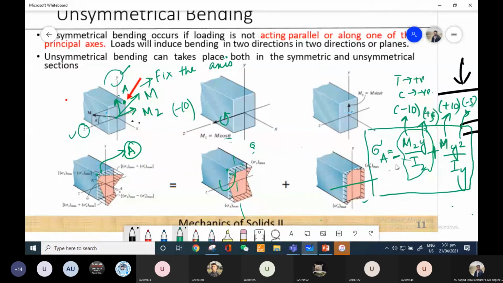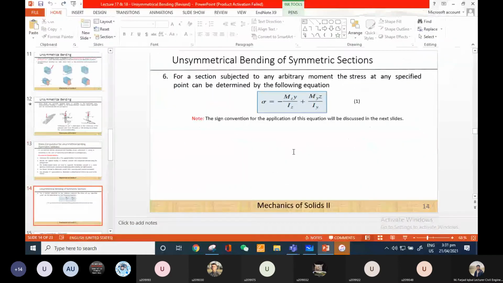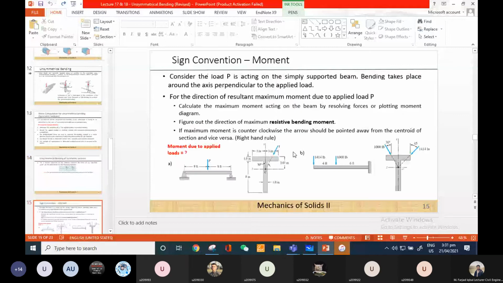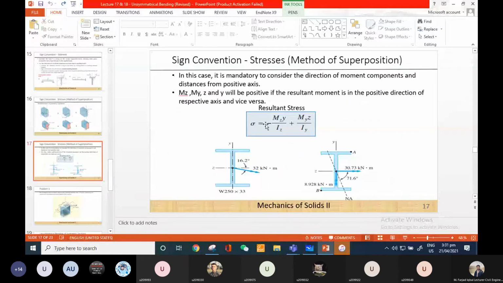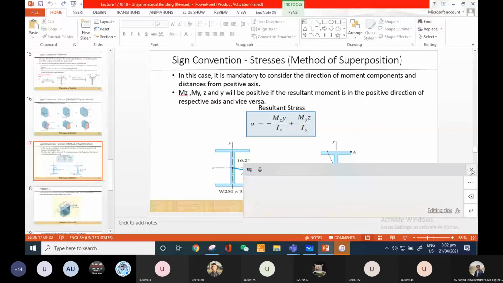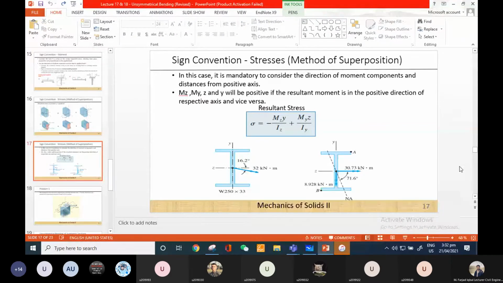Or you can use this generalized equation and play with the signs of MZ, MY, Z and Y. In this diagram I have mentioned the problem that we are going to solve. I will be using this resultant stress equation, and I will change the signs of MZ, MY, Z and Y. If they are in the positive direction, I will keep them as positive, and if any of them is in the negative z or y direction, I will change the sign convention accordingly.